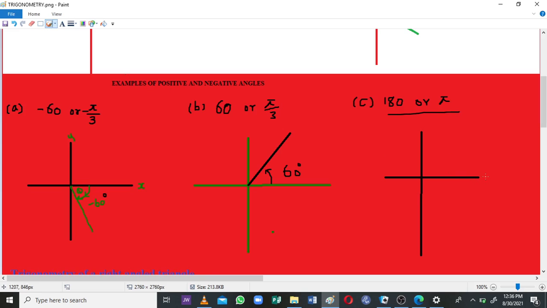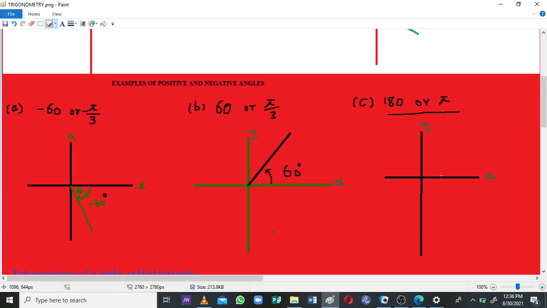Remember, this is our positive x-axis. Even in this diagram, this is our positive x-axis. We have the positive y-axis, and there we have the positive y-axis. Now the angle we want is positive 180, or positive pi in radian measure.